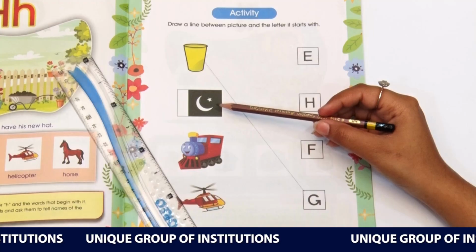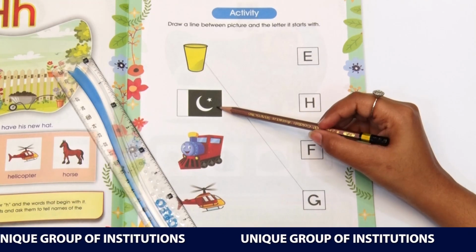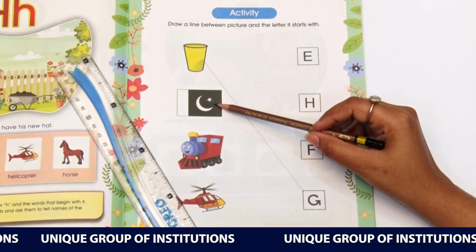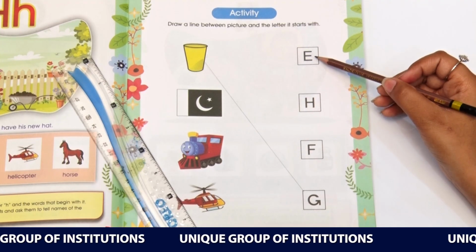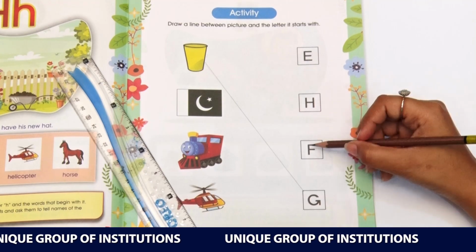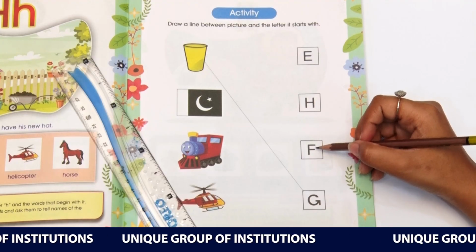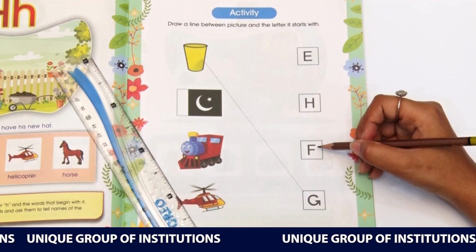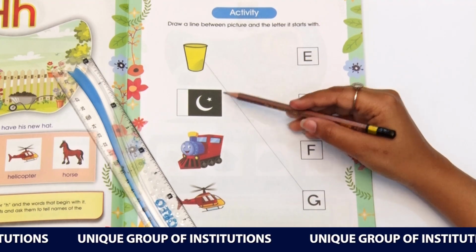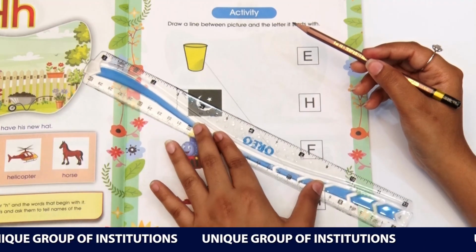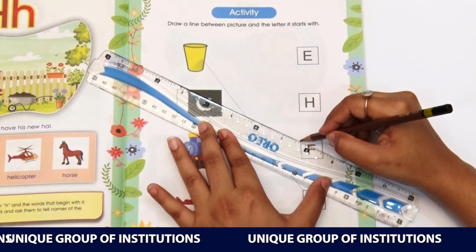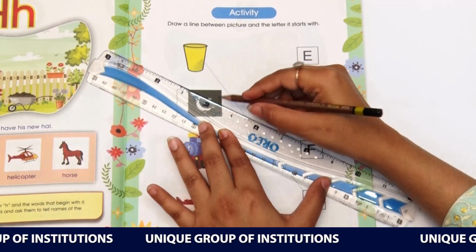It's a G, glass. So we have to draw a line over here. Next we have a flag. The flag beginning sound is F, flag. Does the letter E make the sound F? No. H? No. F? Yes. The letter F makes the sound F, flag. So we have to draw a line between the picture and the letter it starts with. Draw a line. F, flag.